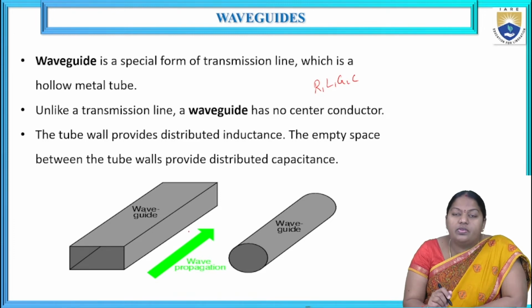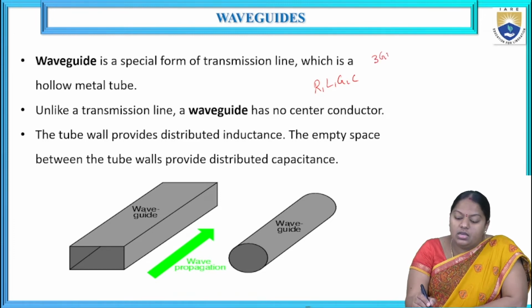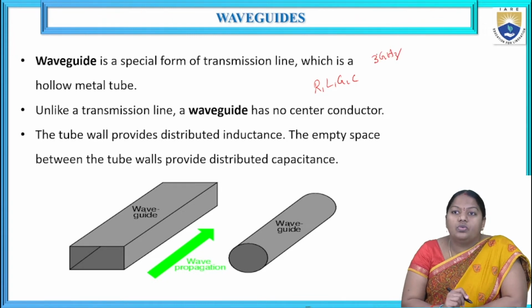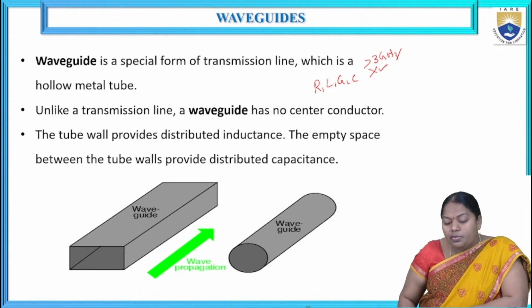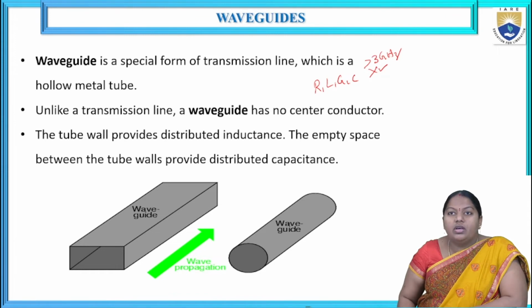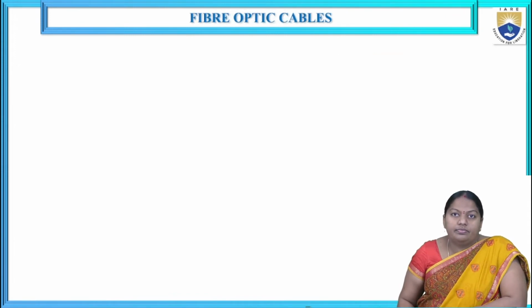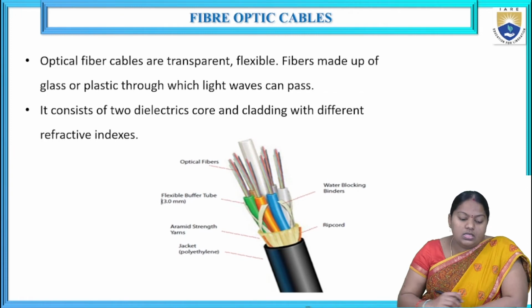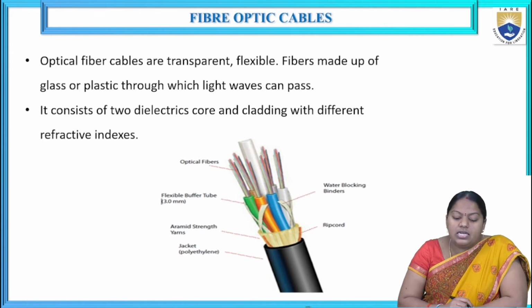Through waveguides we can transmit signals up to 3 gigahertz. If you want to transmit more than 3 gigahertz, it is not possible through waveguides. That's why we go for the next type of transmission lines, called fiber optic cables. Optical fiber cables are transparent and flexible. The highest signal frequencies are transmitted through fiber optic cables.